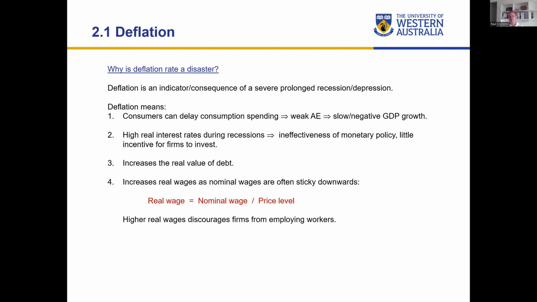Unfortunately, the banks don't decrease your debt during periods of deflation. So you'll still have the $1 million to pay back the bank, but you'll have this shrinking pool of revenue with which to service that debt and pay back the principal. Okay, another problem of deflation. And number 4, increases in real wages occur as nominal wages are often sticky downwards. So we've seen this equation before. The real wage equals the nominal wage divided by the price level.